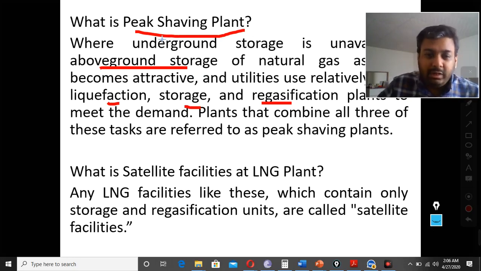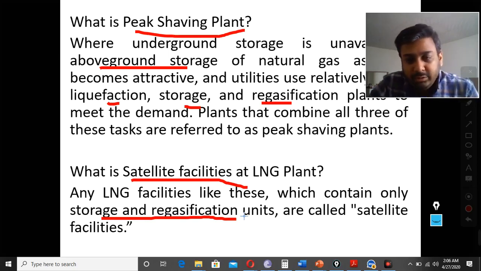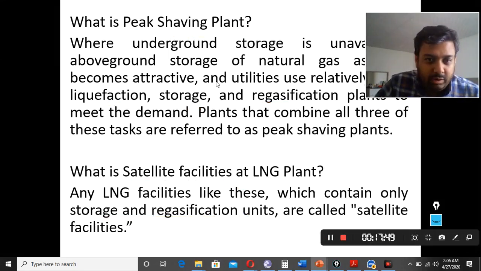Then we have another type of plant. We call it a satellite facility or base load plant. In this one, we have only storage and a regasification unit. These satellite facilities are available at the buyer's place, where the customer buys the liquefied gas and then has to regasify it. So in this case, both types are needed around the world.